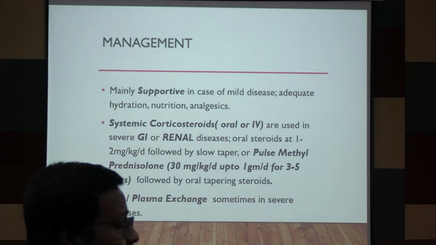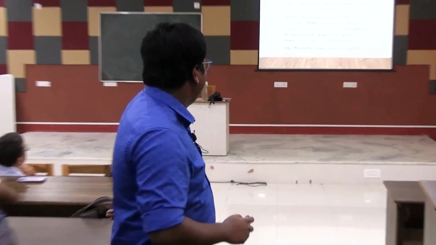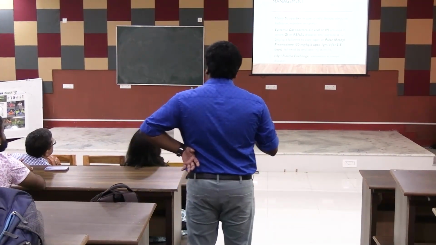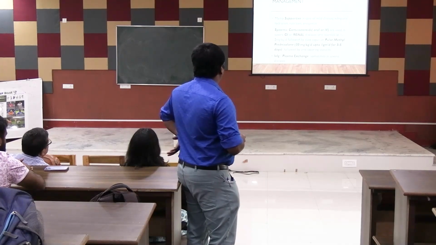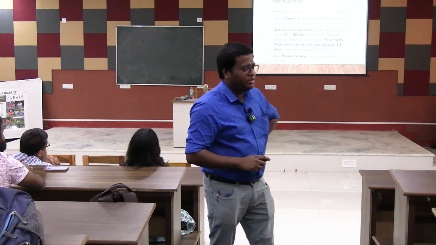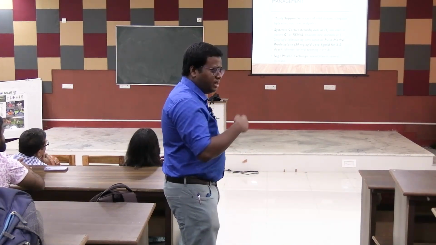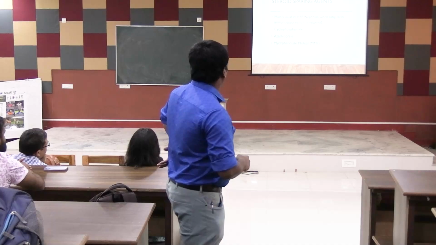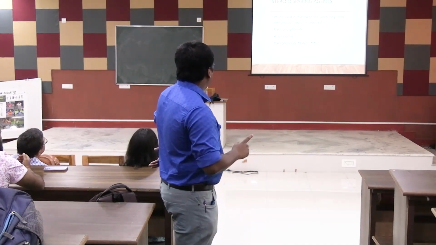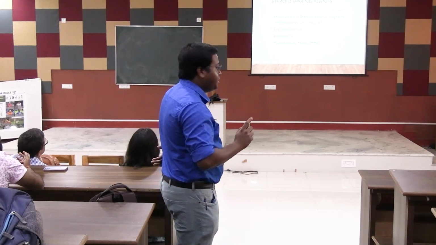Management is supportive. If there is complicated HSP, if there is involvement of brain or kidneys, you have to give pulse methylprednisolone, and the next step can be IVIG, plasma exchange. Pulse methylprednisolone is 30 to 50 milligram per kg for 3 days, and then we can go to tapering doses of prednisolone. Okay, some steroid sparing agents, just remember the names: cyclophosphamide, azathioprine, mycophenolate mofetil. Just remember these names.